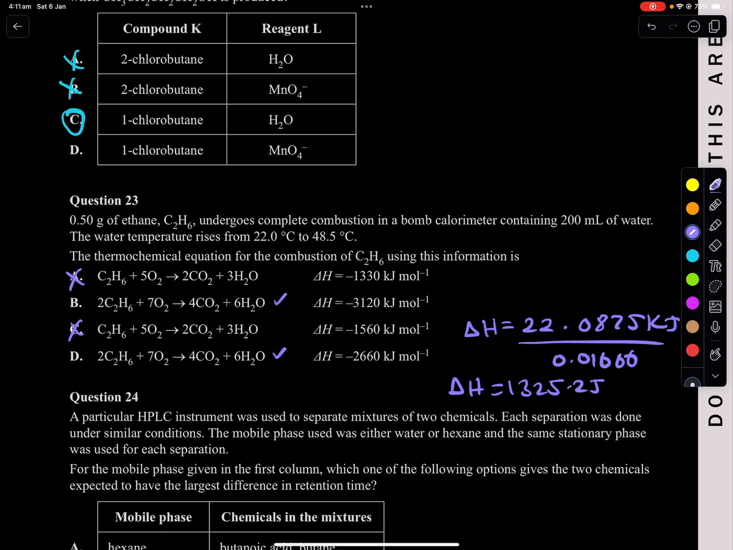1325.25. Be careful, that is not your full answer. It's negative because it's a combustion reaction. Be careful, that's not the full answer, because we have 2 moles of it, we have to multiply by 2. So imagine multiplying by 2. That gives me my final answer.